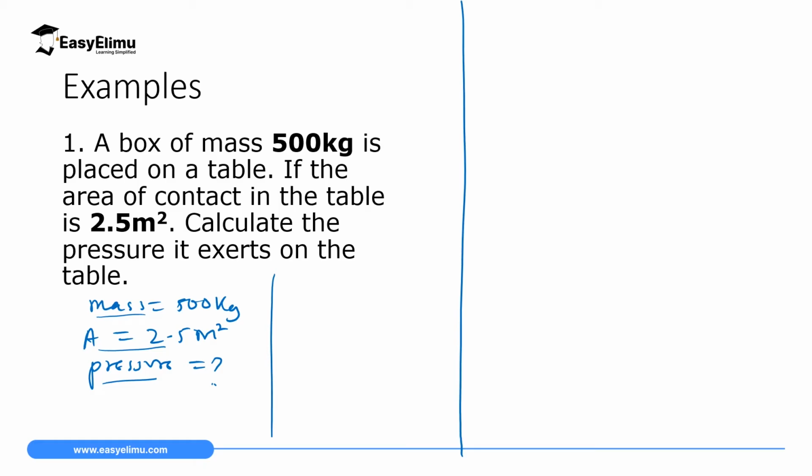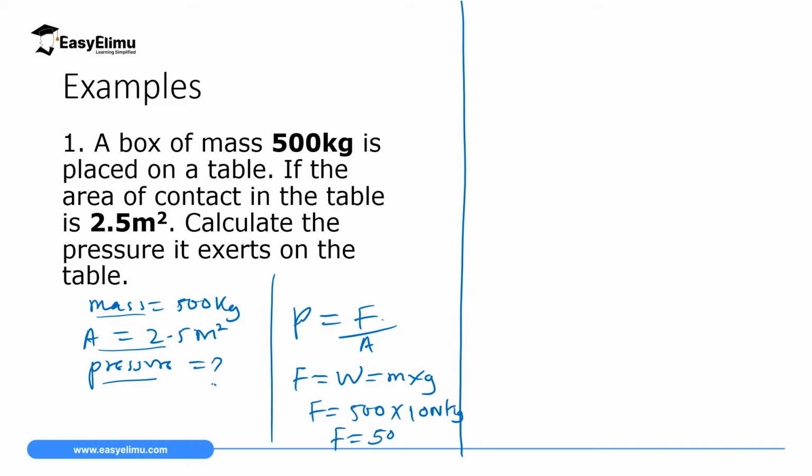Let's write the formula. Pressure is equals to force over area. Now, do we have force here? No. But force, how do we calculate force? Force is equals to weight of the body, and the weight is equals to mass times gravity. So in this case, our force will be the same as weight, which is going to be 500 times, if we use our gravity as 10 newtons per kg, then in this case, our force is going to be 5,000 newtons. So that will be our force.